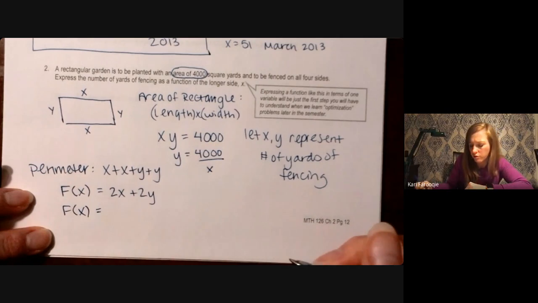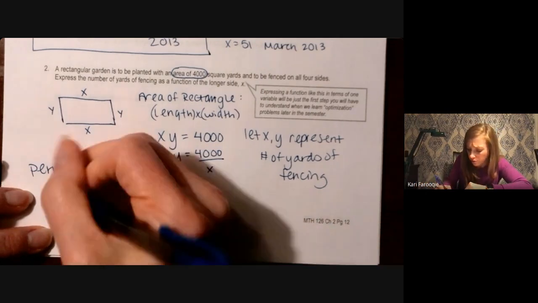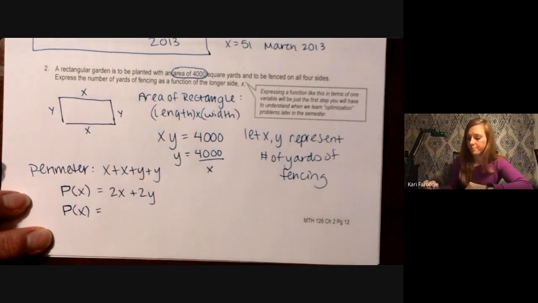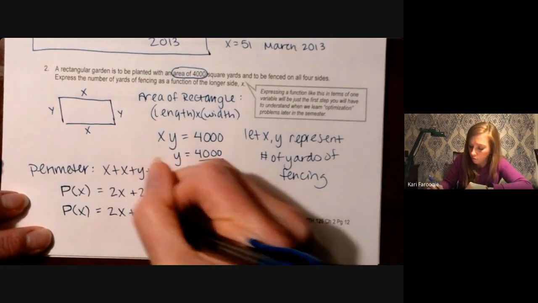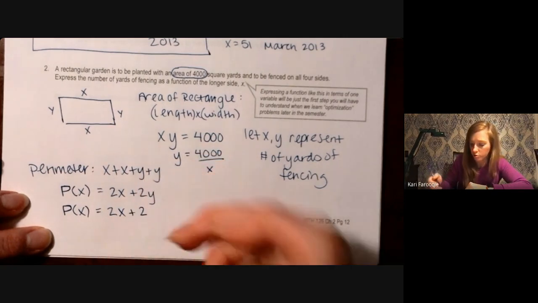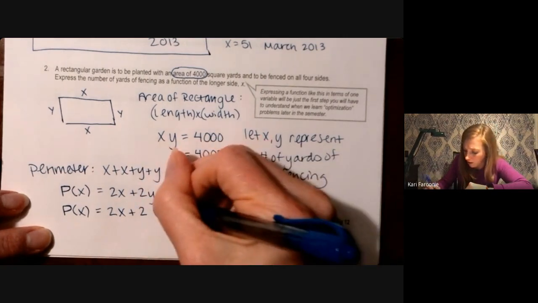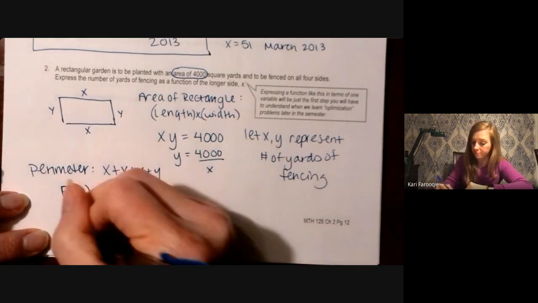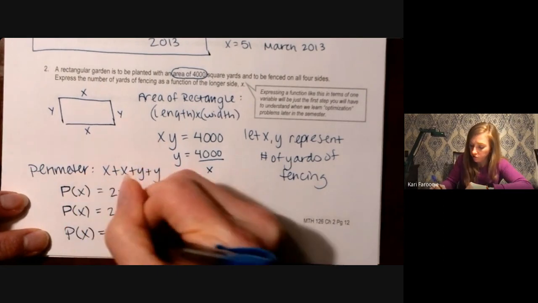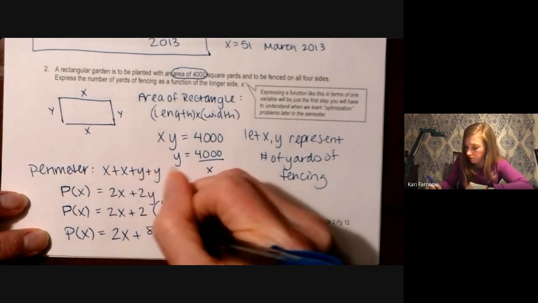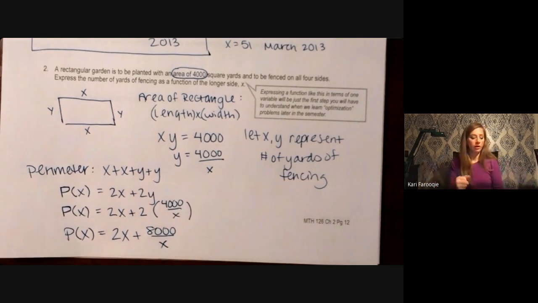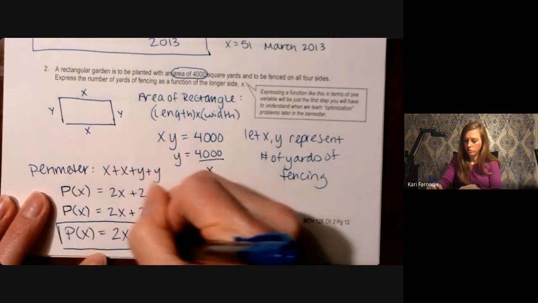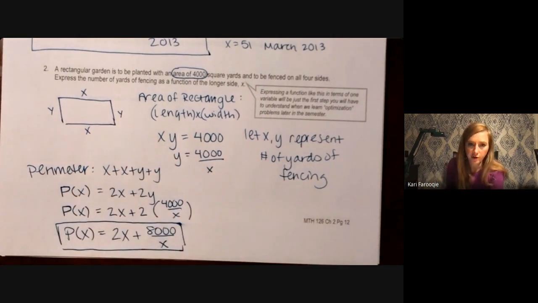So here's my function. If you want to call it f of x, that's fine. You could even call it P of x. Maybe I'll call it P of x since it's perimeter. We'll have 2x plus 2 times, and then this is where we'll substitute this value in for y, 4,000 over x. And then we'll just simplify. So P of x is 2x plus 8,000 over x. And that's it. That's a function for the perimeter written in terms of x.